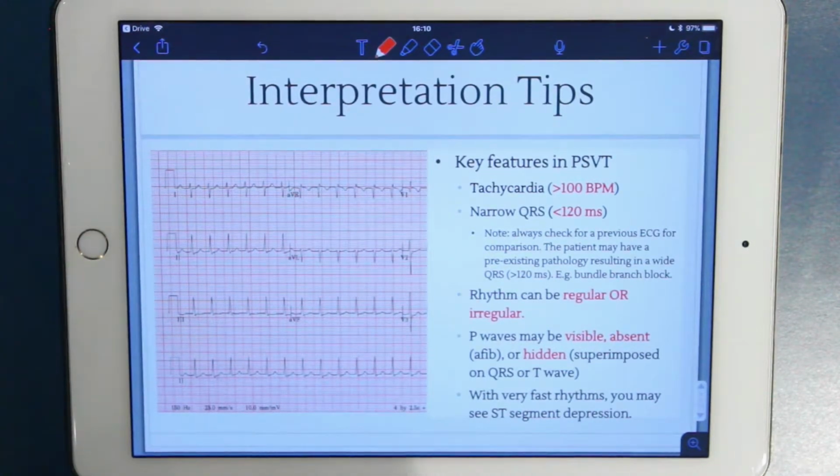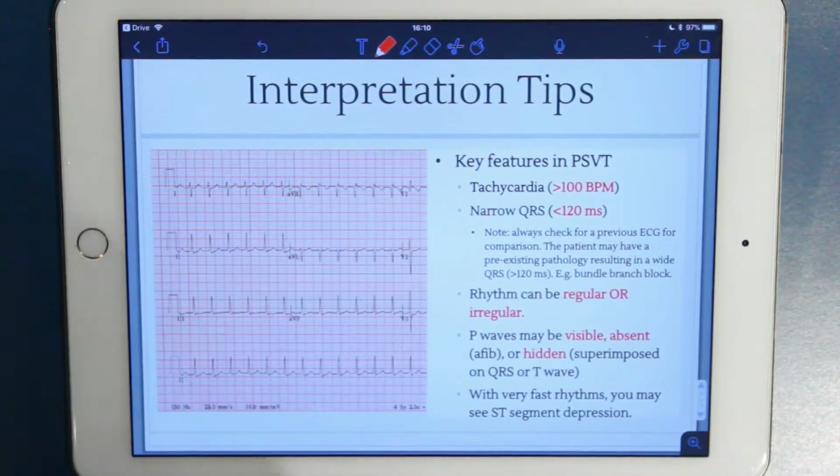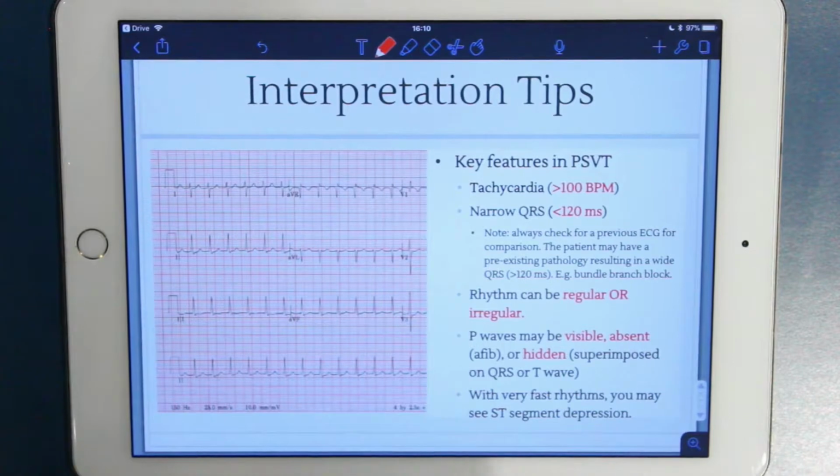The key features are tachycardia and a narrow QRS. Why is the QRS narrow? Because the signal is coming from above the ventricles and going through the Purkinje fibers, thus leading to rapid propagation of the electrical signal. The rhythm can be regular or irregular. P waves may be visible, absent, or hidden.